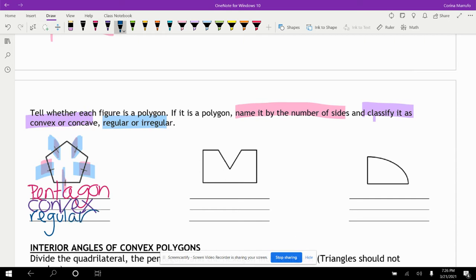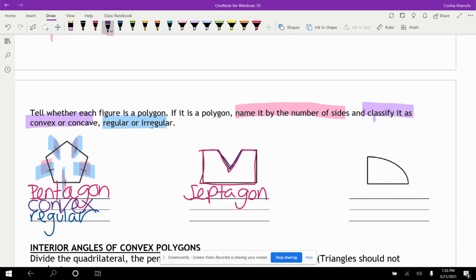And that's it. Okay. Looking at the next one here. So this one is a polygon. Let's go ahead and see how many sides it has. So it has 1, 2, 3, 4, 5, 6, 7 sides. So this is called a septagon or a heptagon, but we're not going to put both names. I'm just going to pick one. So septagon.